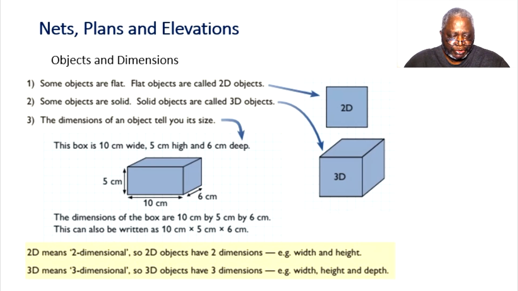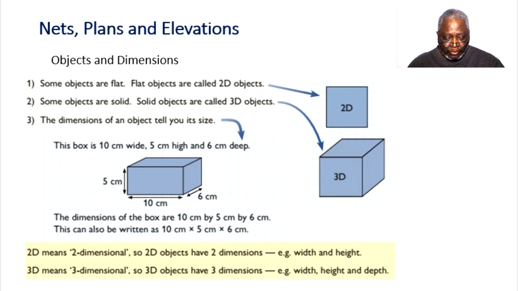The dimension of an object tells you its size. This box is 4 centimeters wide, 5 centimeters high, and 6 centimeters deep. The dimensions of the box are 4 centimeters by 5 centimeters by 6 centimeters. This can also be written as 4 centimeters times 5 centimeters times 6 centimeters. This is how you describe the object.